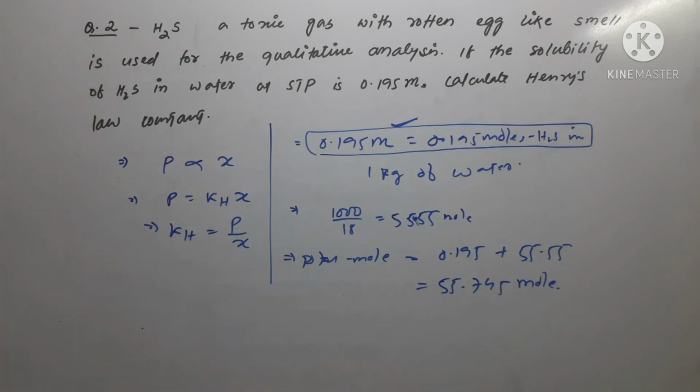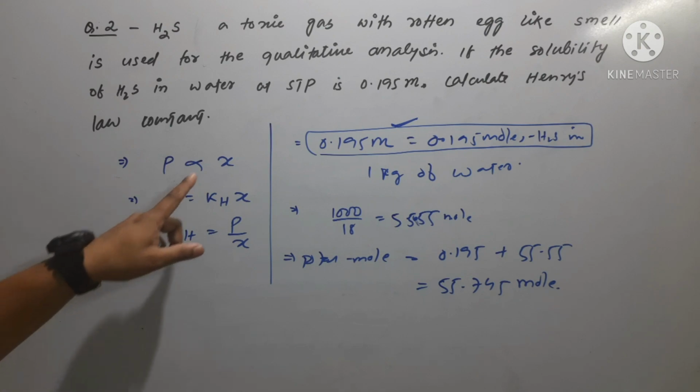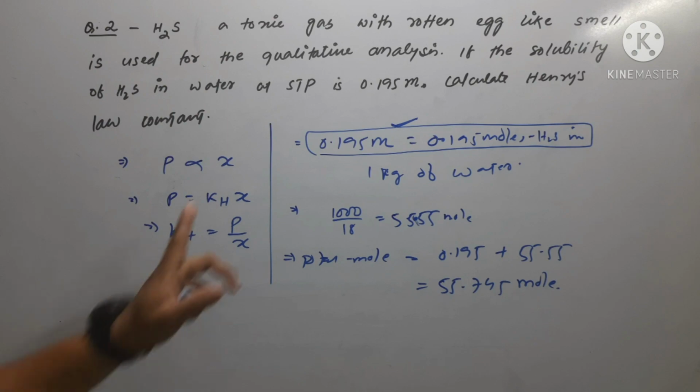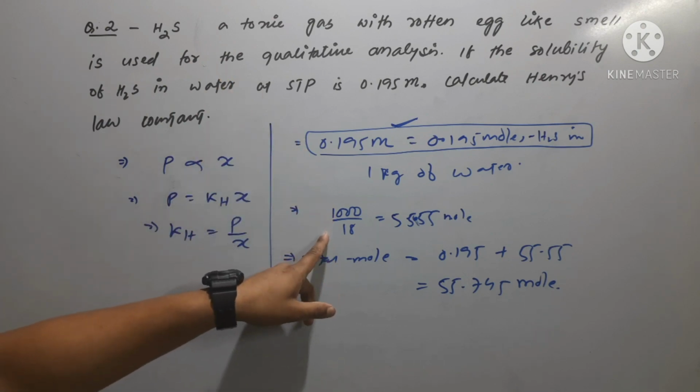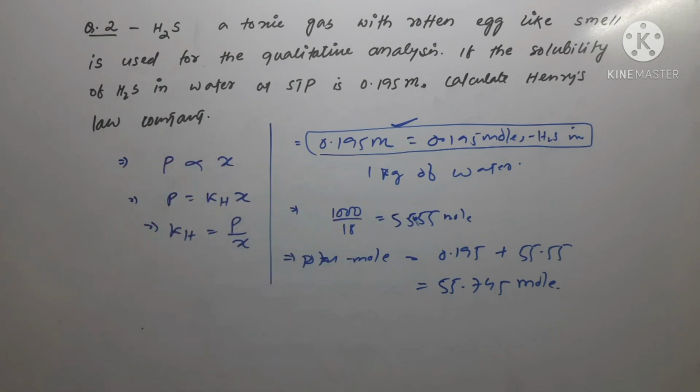55.745 mole. So this is the total mole of the solution we could find out here. Now what we have to do? We have to find the mole fraction of H2S gas, because the mole of solute, H2S, is found, the mole of solvent is done, and the total mole of the solution is also done. So what can we do now? X of H2S, the mole fraction of H2S, can be calculated easily now, right?